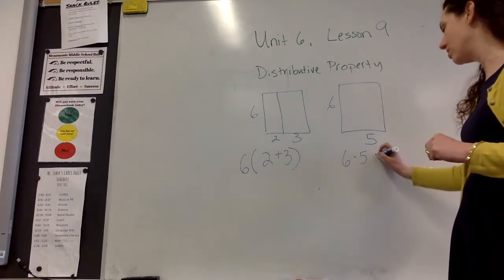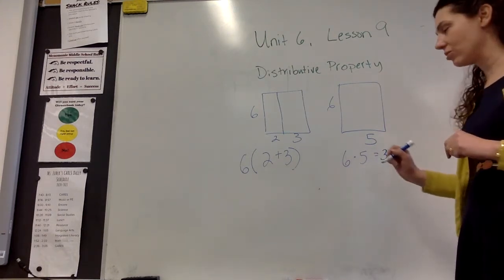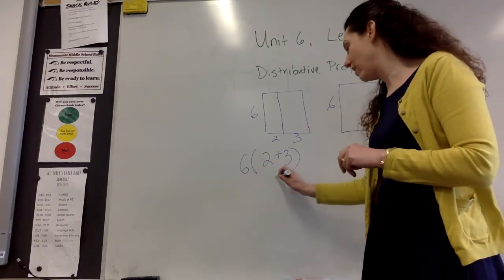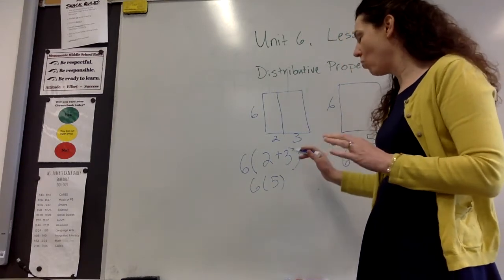We can just do 6 times 5 and say, you know what? This area is a rectangle of 30 unit squares. For this one, we could do the parentheses first, and we could say this is also 6 times 5. Or we could think about this.